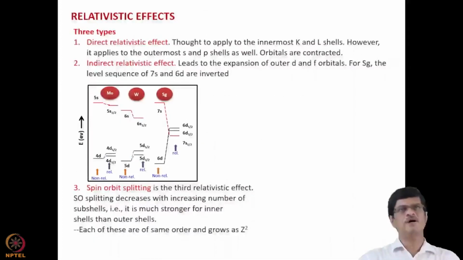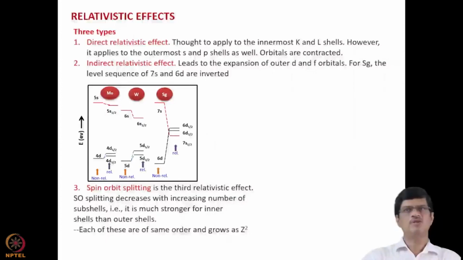Another important aspect is the relativistic effect, which is very important for the transactinides, or the heavier elements. There are three different types of relativistic effects. One is called the direct relativistic effect. This direct relativistic effect is thought to apply only to the innermost K and L shells. However, in the case of transactinides, it applies to the outermost s and p shells as well, and that is how these outermost orbitals also get contracted. The indirect relativistic effect leads to the expansion of the outer d and f orbitals.